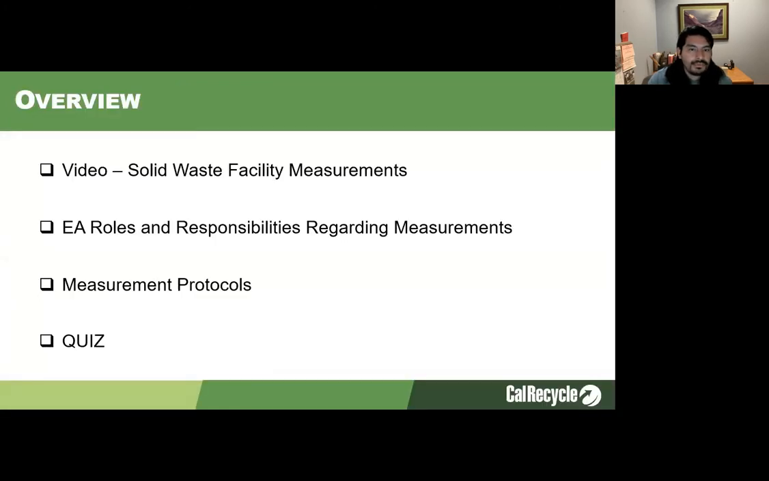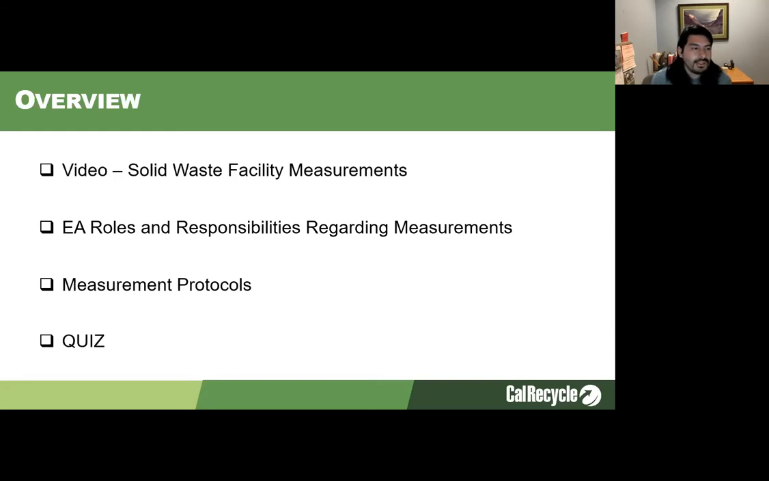And then we'll go to the next slide here. This is an overview of today. First, we'll cover a video of the solid waste facility measurements. It's going to be an overview presented by Beatrice Paroli during the technical training series. It's really good because she provides a general overview of all those measurements.